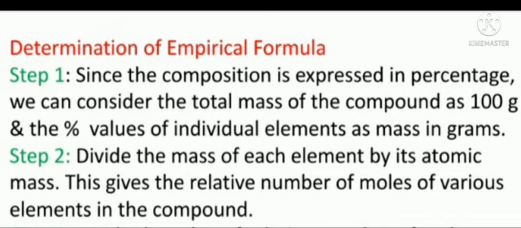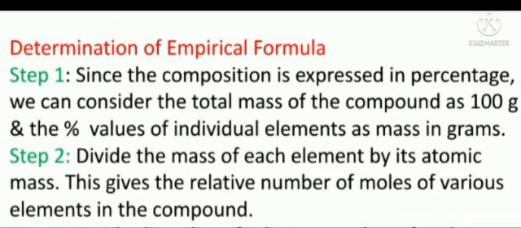We have to add the mass of all the elements present in the compound. The value should be equal to 100 gram. So, in step 1, they will provide the name of the elements present in the given compound along with their mass values. The mass value is expressed in percentage.